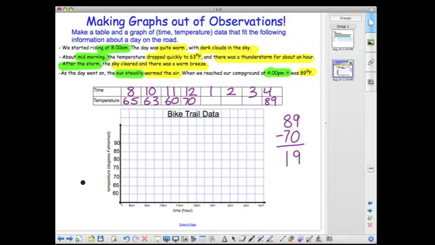So we're going to do 89 minus 70 equals 19. And we're talking about this increase of temperature within 4 hours. So we're going to want to divide 19 by 4, or approximately do that. And we know that 4 goes into 19 4 times, but we also are going to have a remainder of 3.